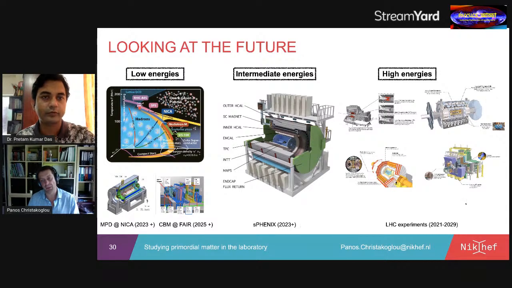And then the LHC experiments, we are currently in a shutdown mode. We are finalizing our upgrades in the next period of 8 years, up to 2029 or so. We will be having what is called run 3 and run 4 at the LHC, collecting data at large energies and analyzing them and trying to figure out more and more about what the quark-gluon plasma looks like.